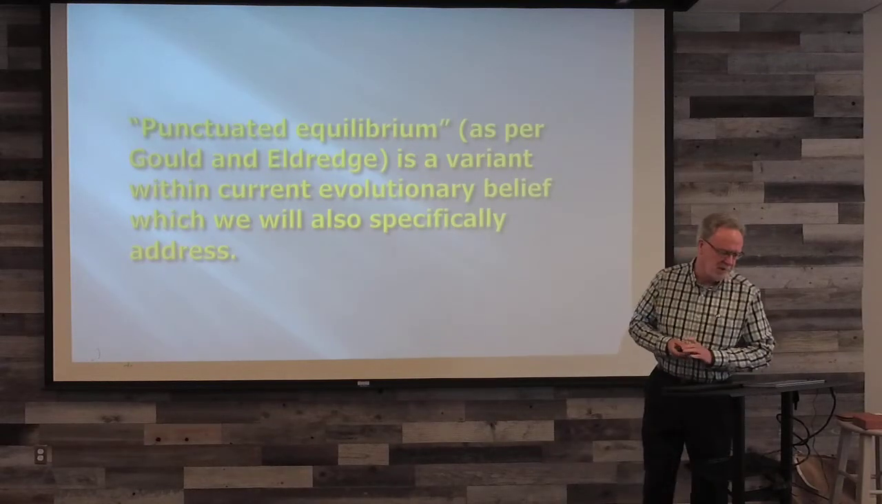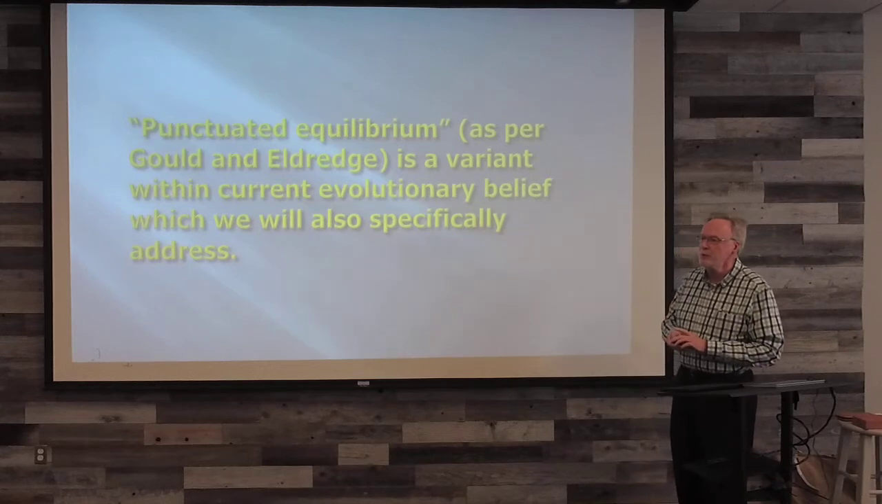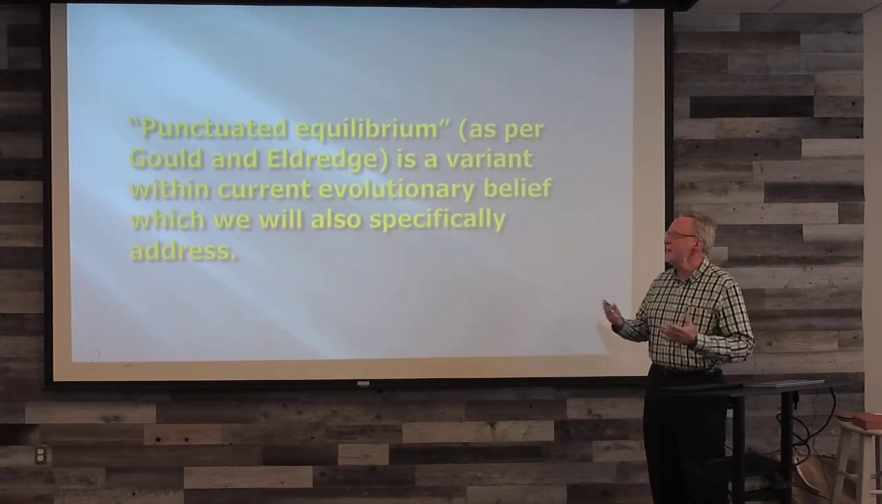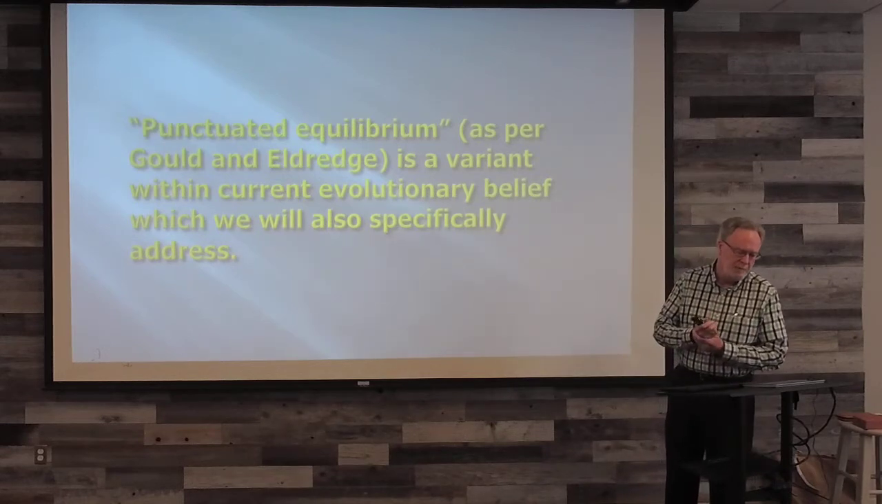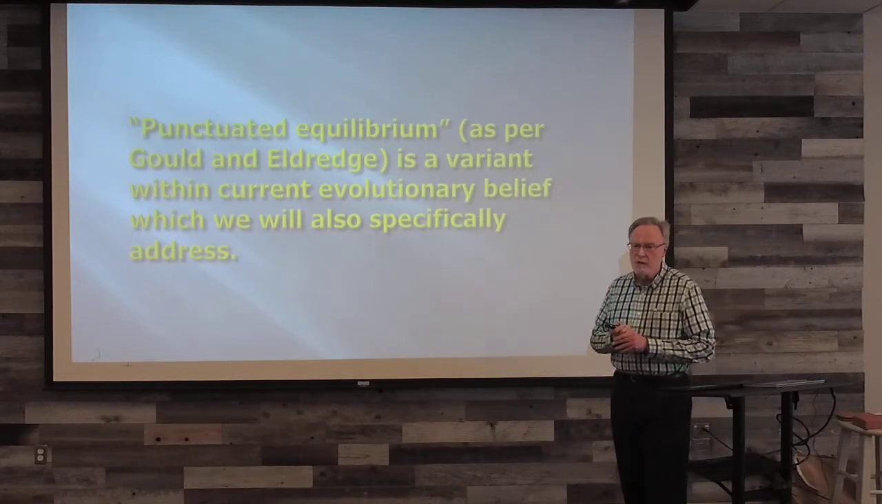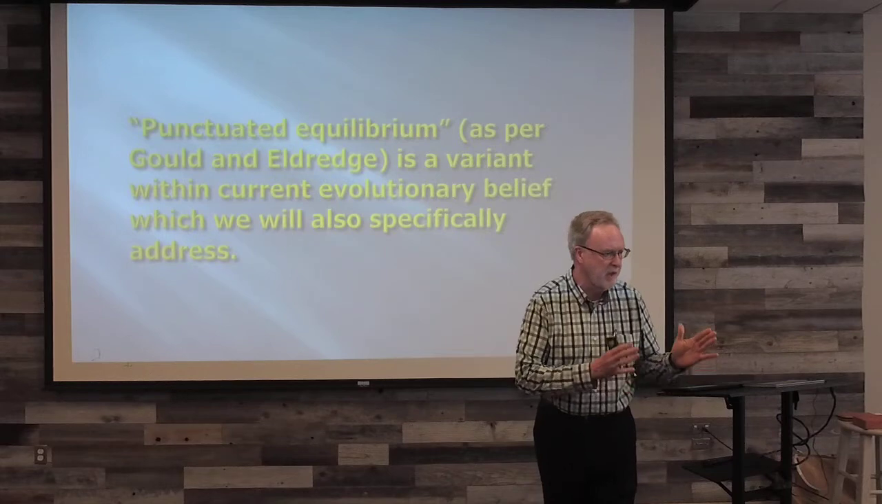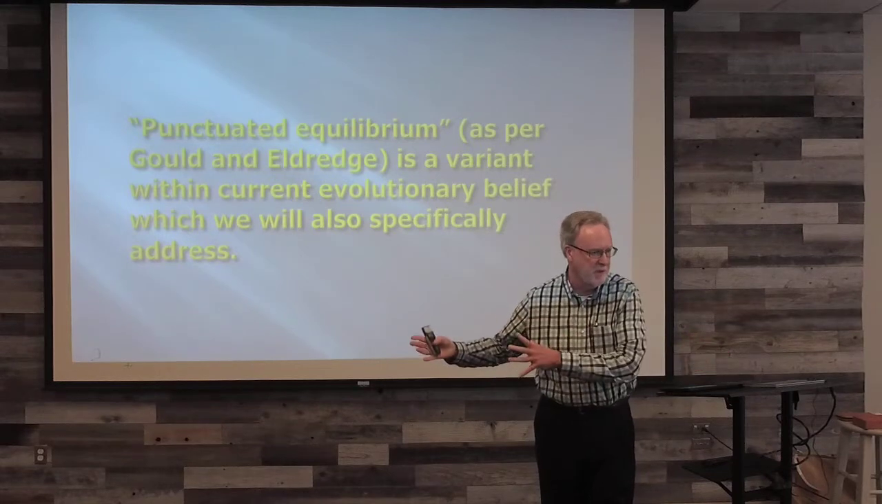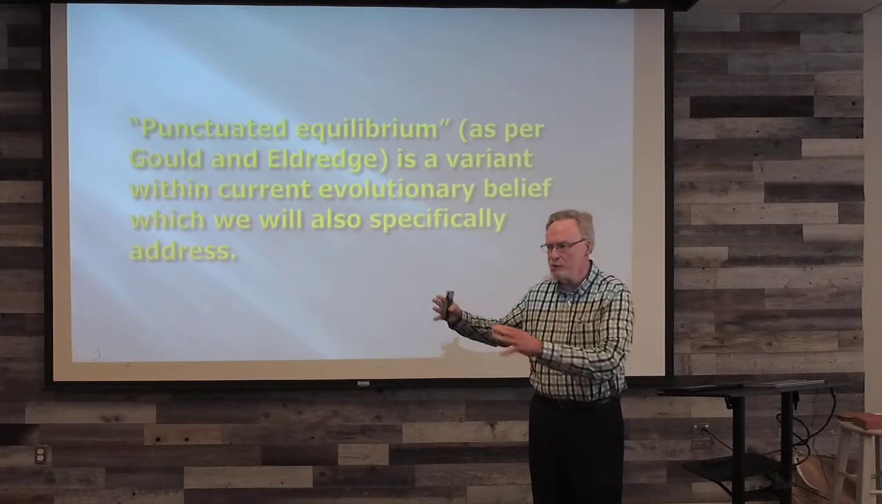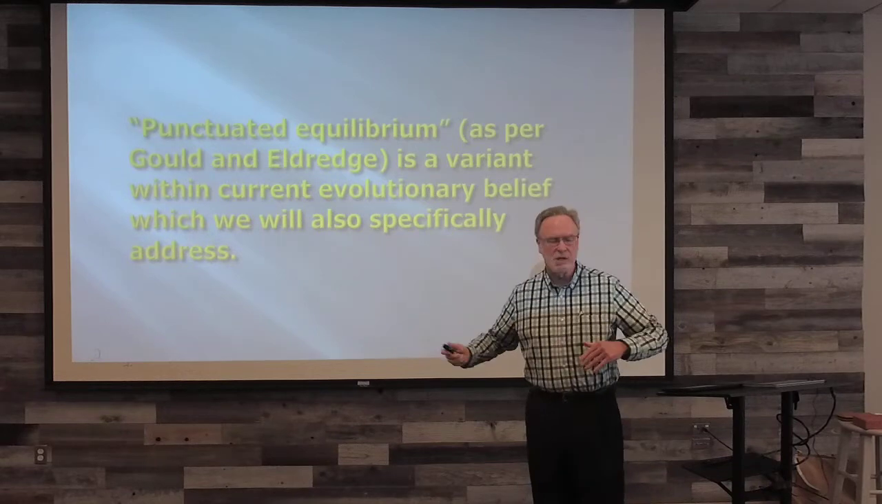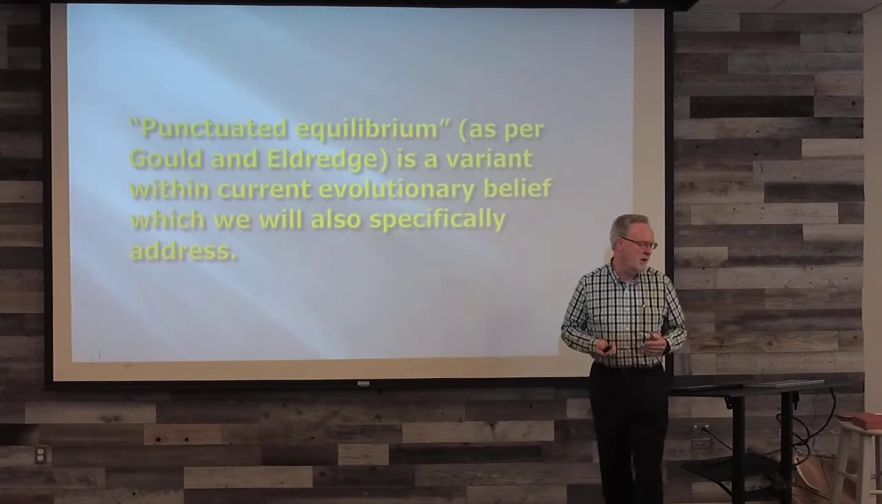There's another possibility on here called punctuated equilibrium. This is kind of a subset of evolution. We'll look at that specifically because it acknowledges some of the big problems with the evolutionary theory and says, hey, what if this happened instead? What if evolution happened in a different way? So it's a very interesting thing that we'll look at as well.